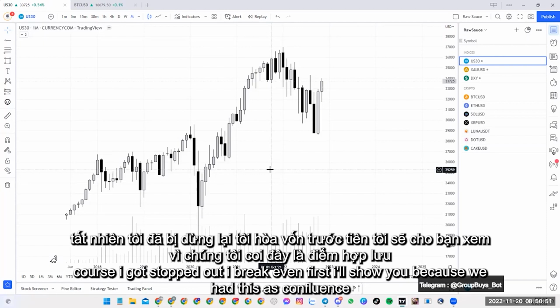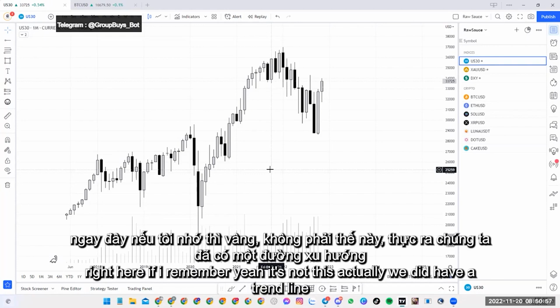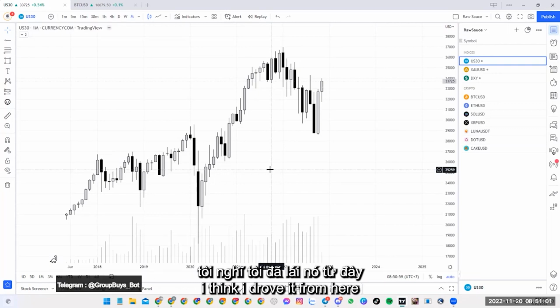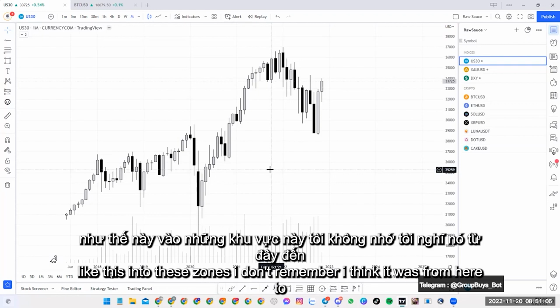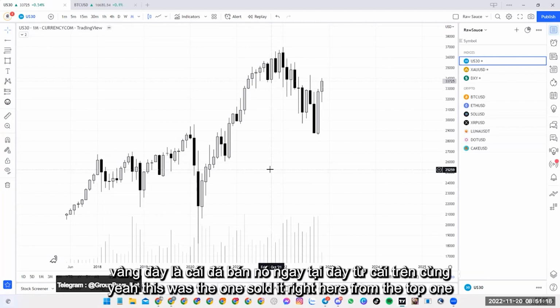I'll show you because we had this as confluence right here. If I remember, yeah, it's not this actually. We did have a trend line. I think I drew it from here, into these zones. I don't remember. Yeah, I think it was from here to this zone or something into this zone. Let's see. Okay, the next day. Yeah, this was the one.